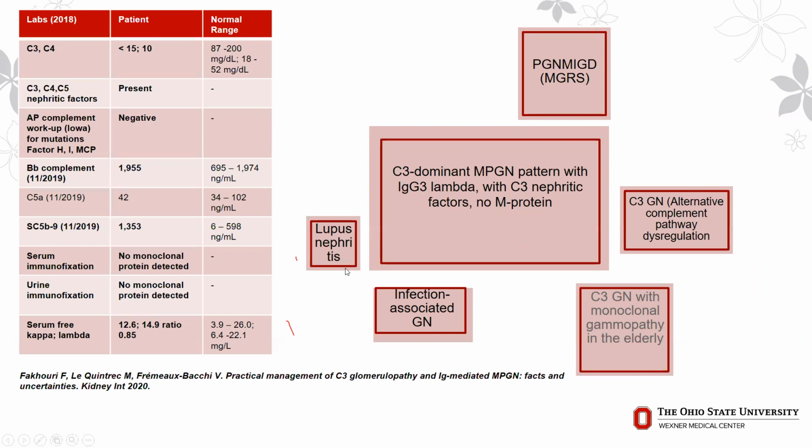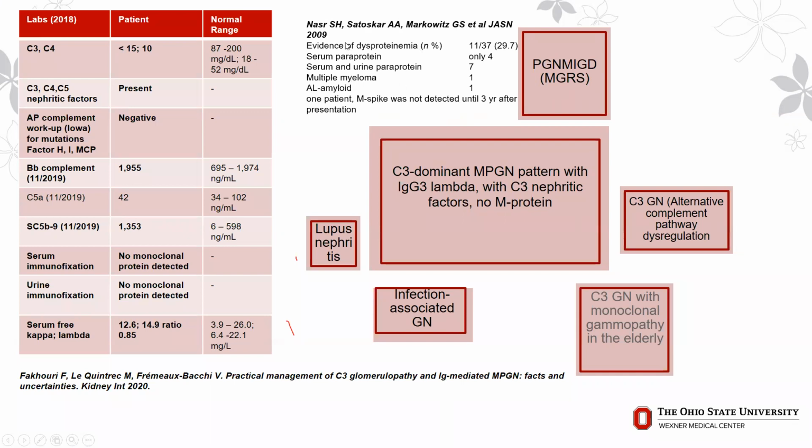We ruled out lupus nephritis. We ruled out infection-associated glomerulonephritis. MGRS is difficult to rule out because, according to this first paper by Nasser et al., in PGNMID most of the patients do not have a detectable plasma cell clone. Only about 30% of the patients will have detectable paraprotein on our routine diagnostic tests. Most of the patients don't have it, or they develop it later on. So we cannot rule out PGNMID.